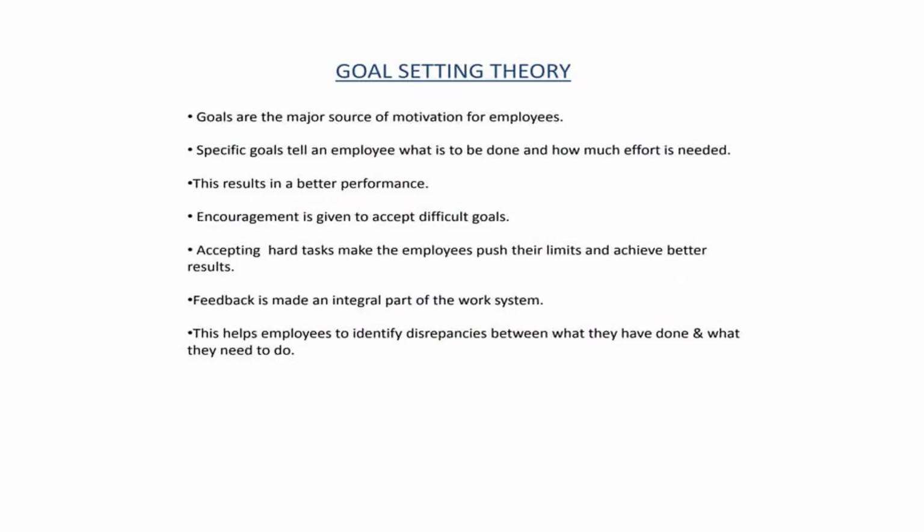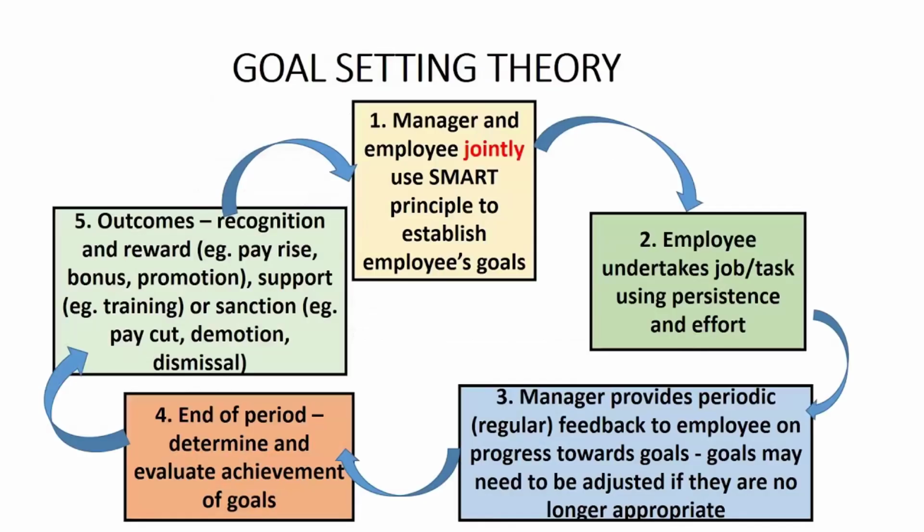Feedback is made an integral part of the work system. This helps employees to identify differences or discrepancies between what they have done and what they need to do. If you focus on these 5 steps, you will understand the theory in a simple way. Step 1. Manager and employee jointly use SMART principle to establish employees' goals. SMART stands for specific, measurable, achievable, result oriented, and time bound.